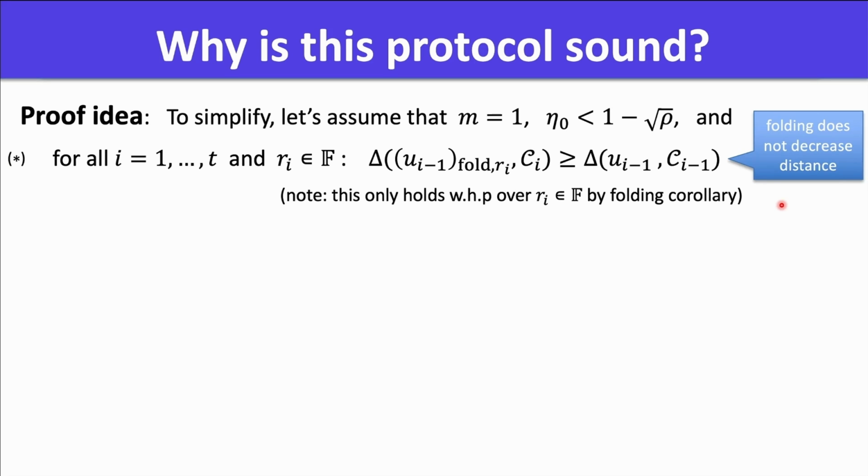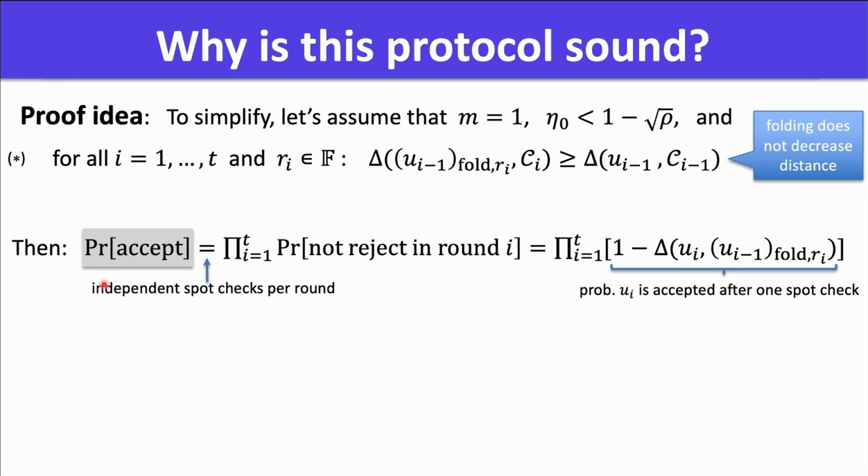The reason for the additional error term in the theorem that we ignored exactly comes from the fact that this inequality only holds with high probability, but here we're just going to assume that it always holds for all r_i. Okay, so then we're asking, what is the probability that the verifier will accept U0? I've made independent spot checks in each round, so it better be that all those spot checks pass. And since all those spot checks are independent of one another, then the probability that the verifier accepts is simply the product of not rejecting in round i.